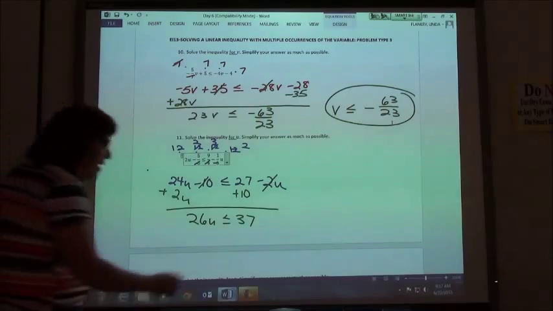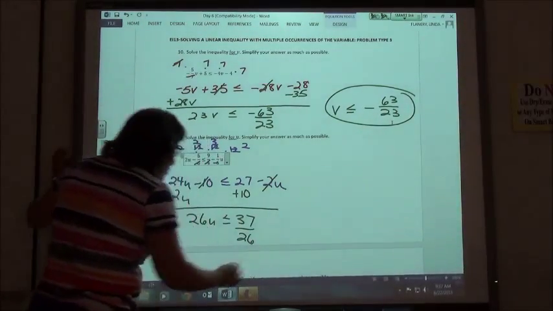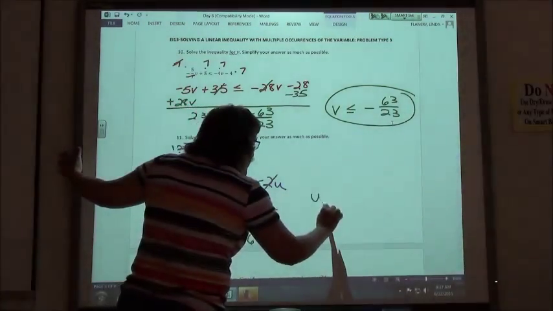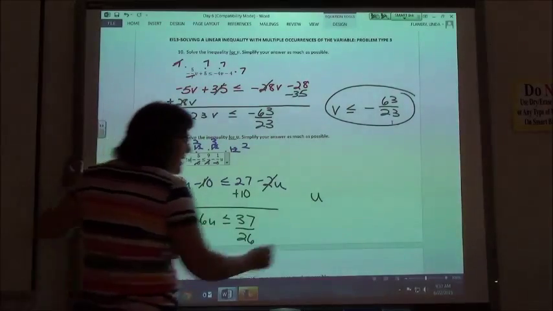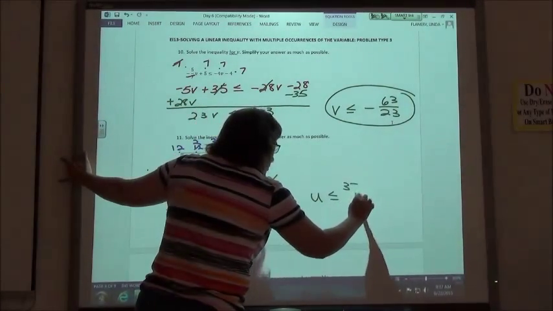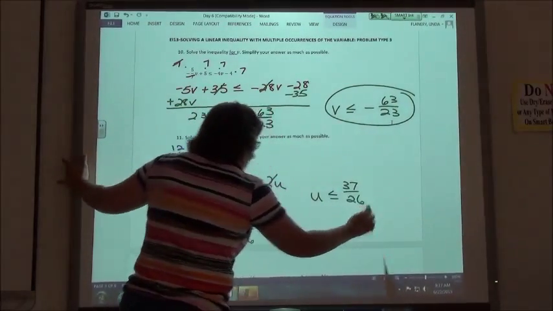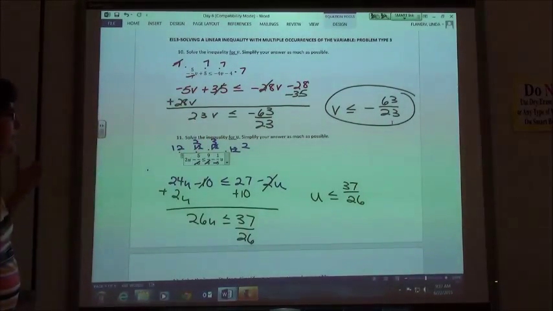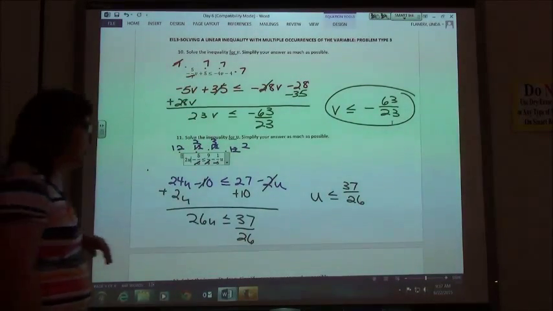Again, I'm going to divide. I'm dividing by a positive 26, so my sign's going to stay the same. So u is less than or equal to 37/26. Not much I can do to simplify that one either.